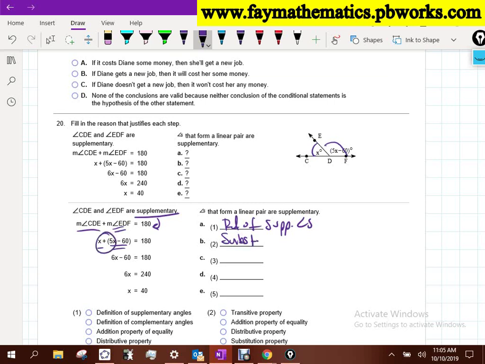They're going to combine like terms here, and we talked about how that's the distributive property. Then from this line to that line, they just add 60, so that's the addition property of equality, and then they divide both sides by 6, so division property of equality.